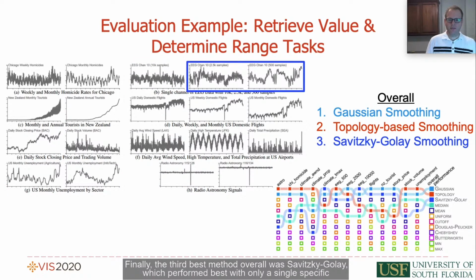Finally, the third best method overall was Savitzky-Golay, which performed best only with a single specific data type, that being the EEG data that we tested against.